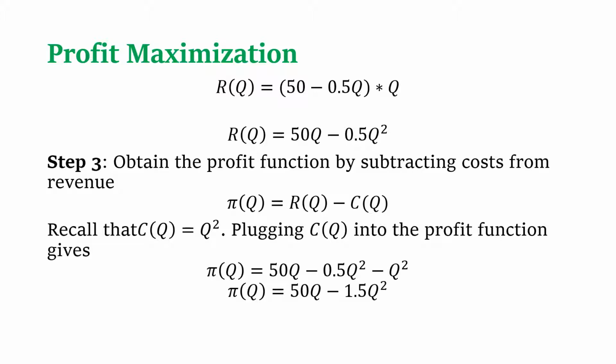Now, the third step will be what? To obtain the profit. How do you get the profits? It is just the difference between the revenue and the cost. That becomes R(Q) minus C(Q), right? So what happens here? You have your pi(Q) equals 50Q minus 0.5Q squared minus your total cost, which is Q squared. But what is minus 0.5Q squared minus Q squared? It is just minus 1.5Q squared.